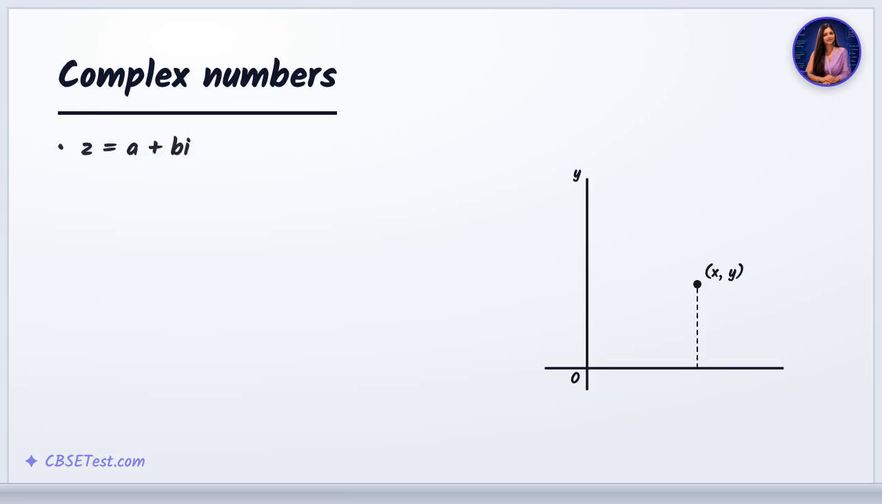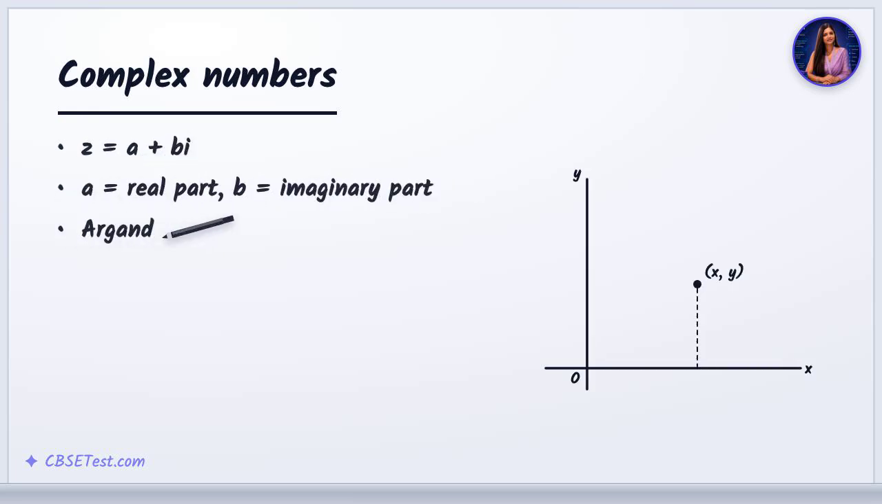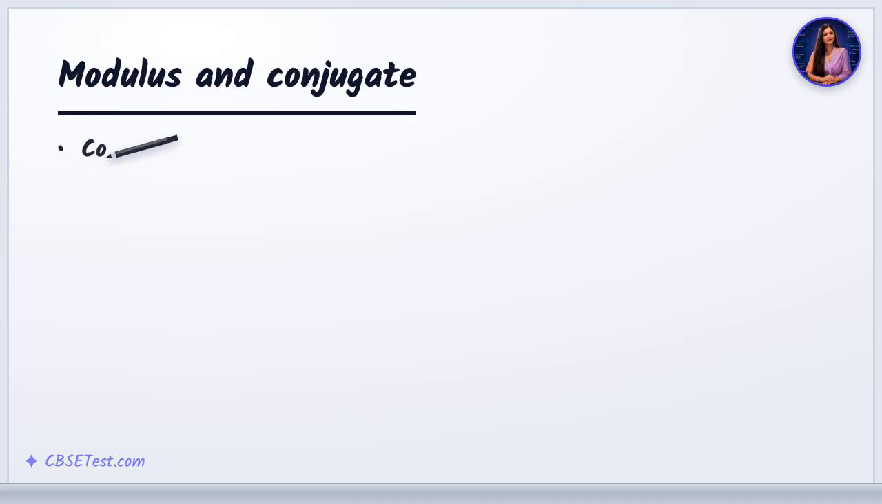A complex number z is a + bi, with a the real part and b the imaginary part. We plot it on the Argand plane, using the horizontal axis for the real part and the vertical for the imaginary. The conjugate flips the sign of the imaginary part.